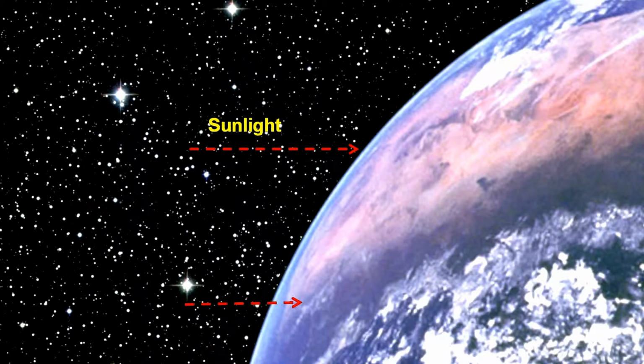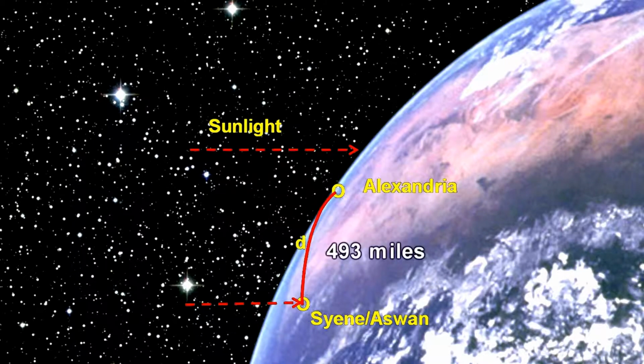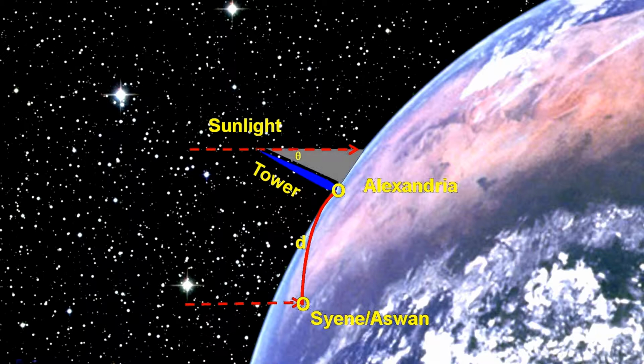For his two locations, Eratosthenes chose Alexandria and Syene, now Aswan. He knew how far apart these two cities were, 493 miles in today's units. Eratosthenes knew that on the first day of summer, the Sun passed directly overhead at Syene. At midday of the same day, using a tower in Alexandria, he measured the angular displacement of the Sun from overhead. He found that the angular displacement was 7.2 degrees. That's approximately 1/50th of a circle.